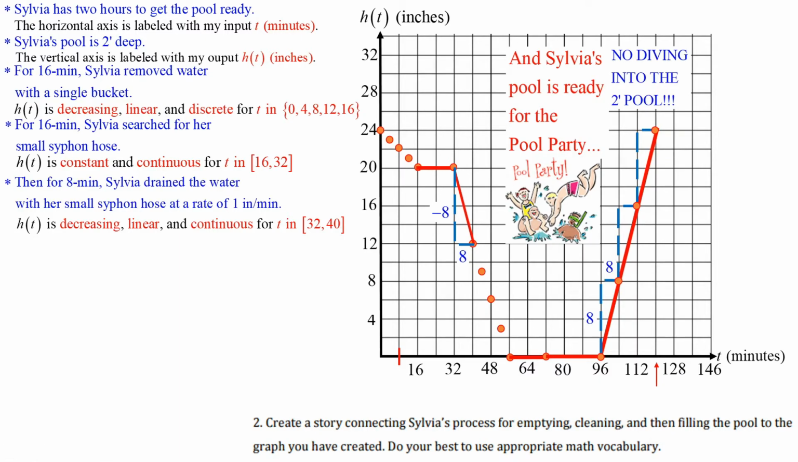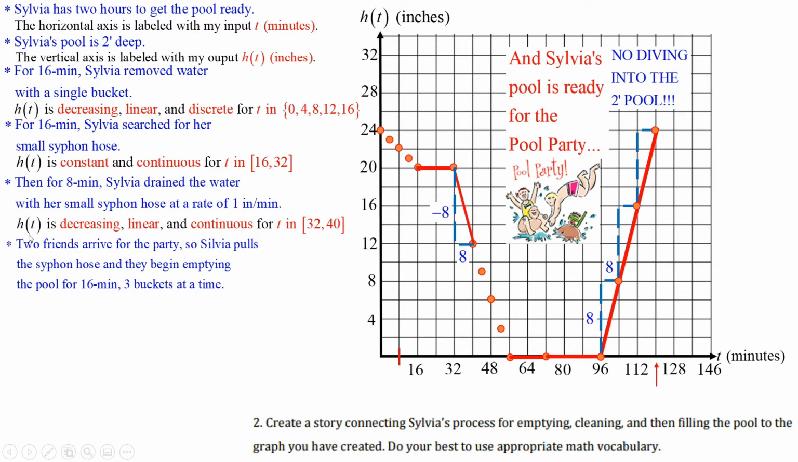Okay, then now I think, didn't Sylvia's friends arrive? So 2 friends arrive for the party. So Sylvia pulls the siphon hose, and they begin emptying the pool for 16 minutes, 3 buckets at a time. Okay, so that's this part of the graph right here.